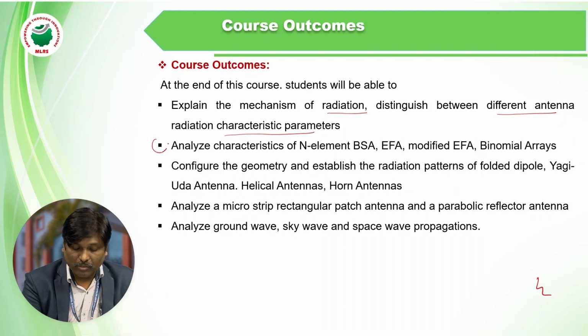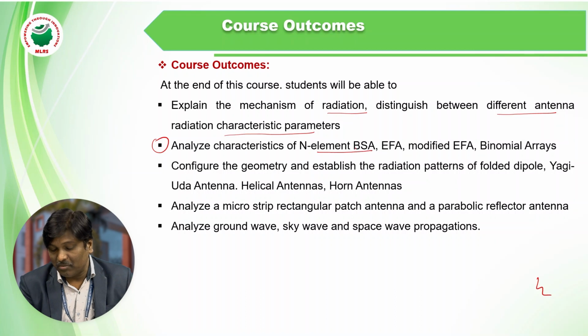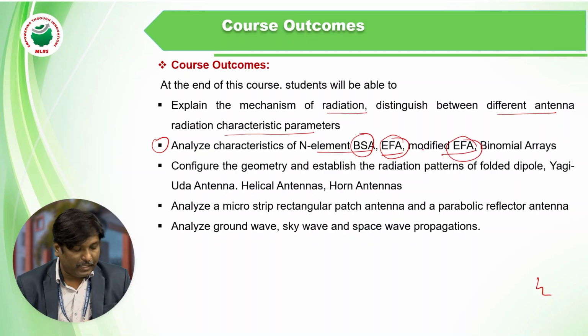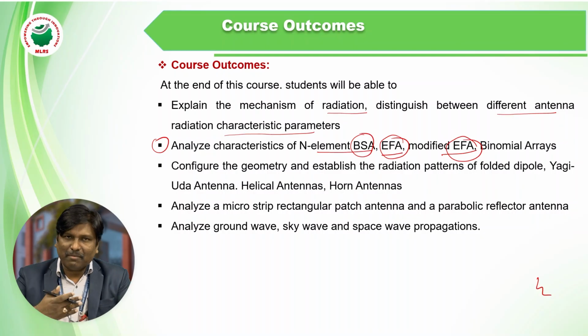Coming to the course outcome, analyze the characteristics of BSA, which is broadside array, EFA, end fire array, and modified EFA. Modified EFA comes from the increased directivity of end fire array, that is the Hansen-Woodyard equation. So EFA can be enhanced by arranging the same arrangement with a distance of lambda by 4.